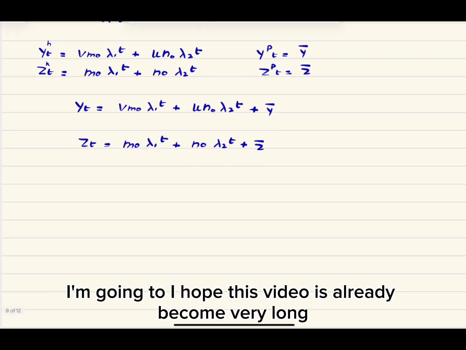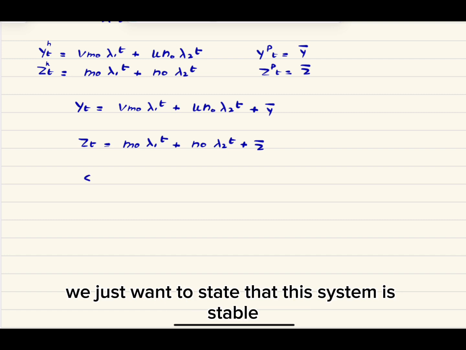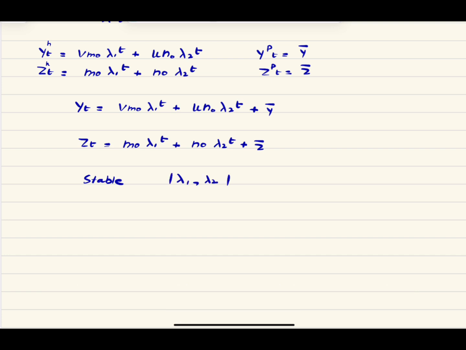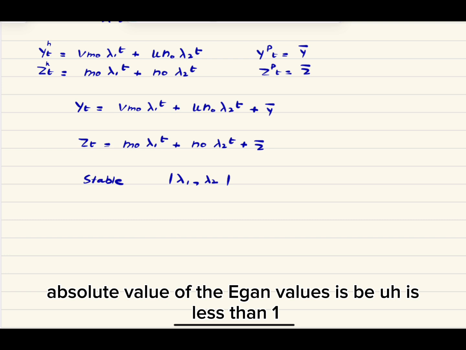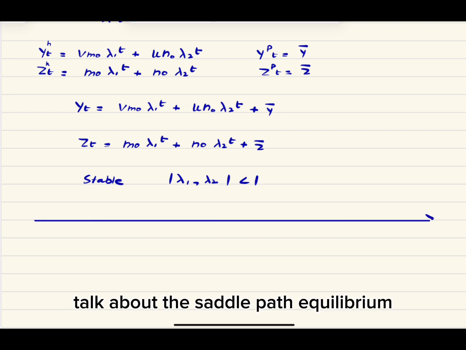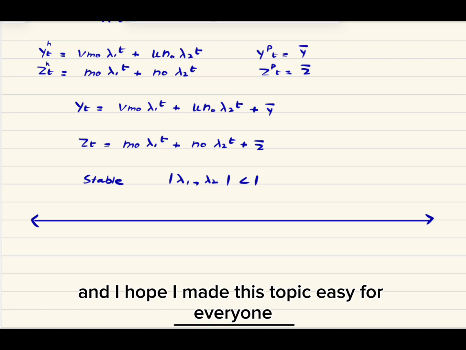I hope this video has not become too long. We just want to state that the system is stable as long as the absolute value of the eigenvalues is less than 1. And in the next video we're going to talk about the saddle path equilibrium.